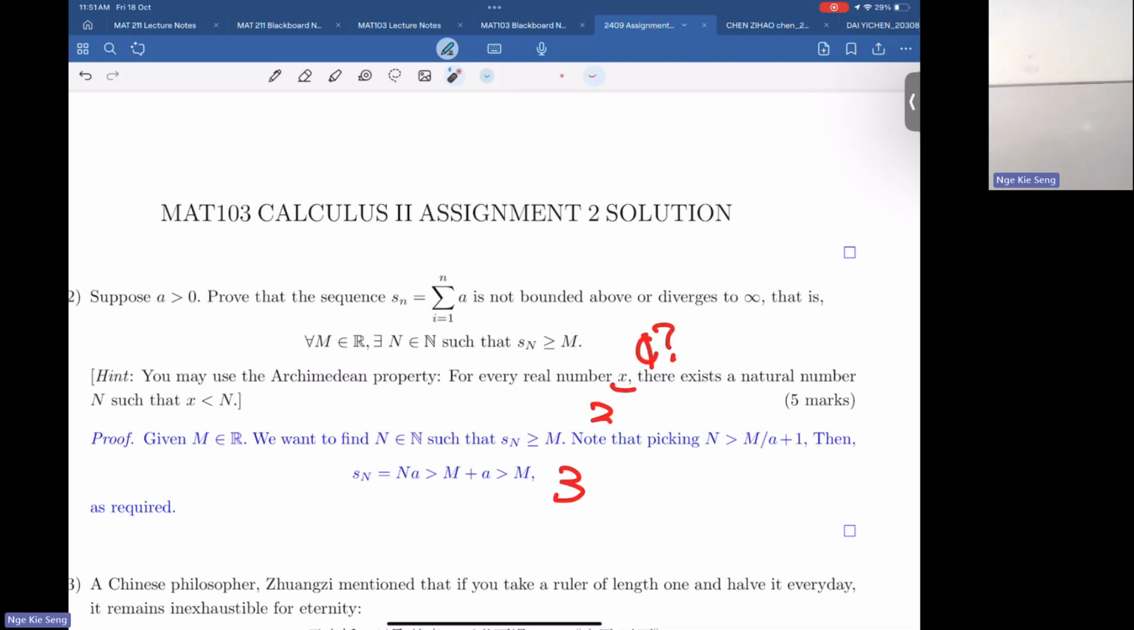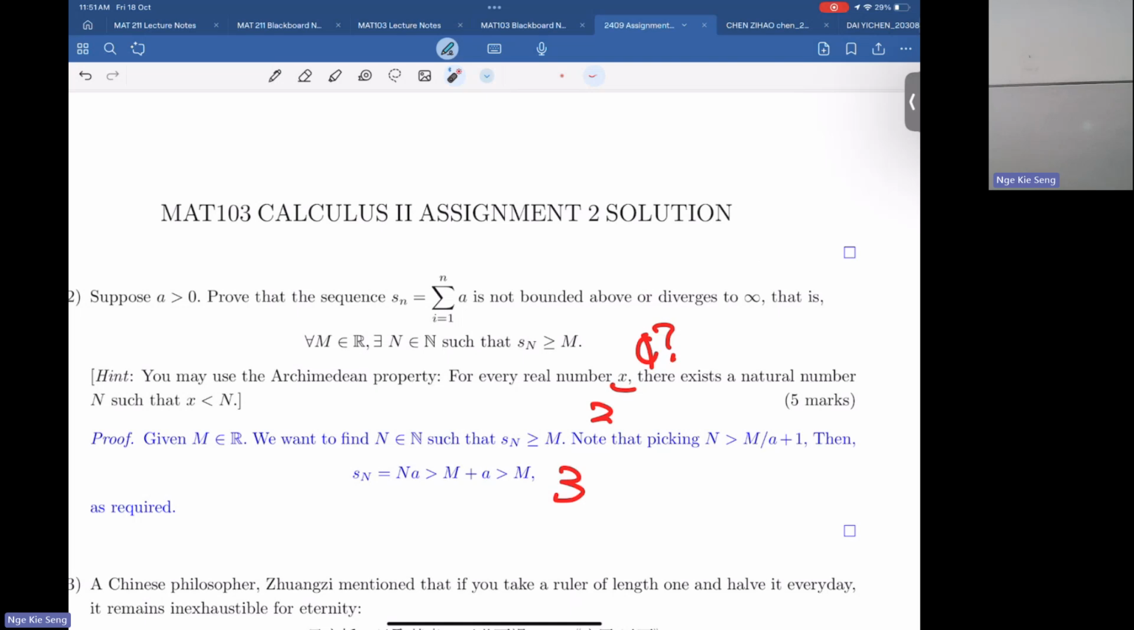This question is actually not a long one, only three lines. Let me explain to you. Suppose A is greater than 0. We want to prove that this series here is not bounded, that it diverges to infinity. What does it mean? How do we prove it? I give you the definition: that is to prove that for every M there exists an N such that S_N is greater than or equal to M.